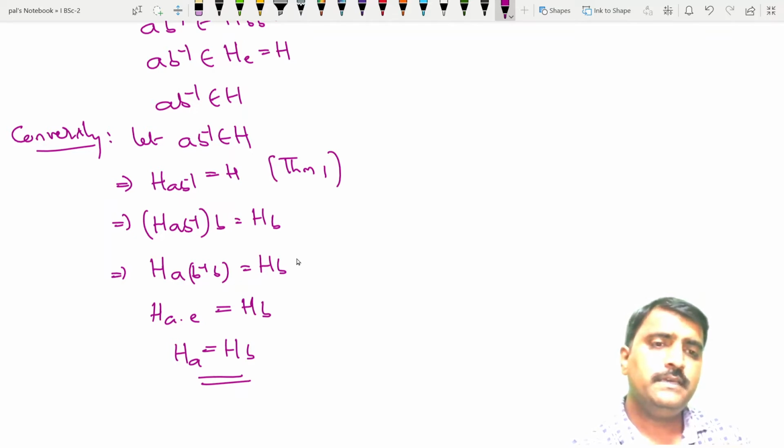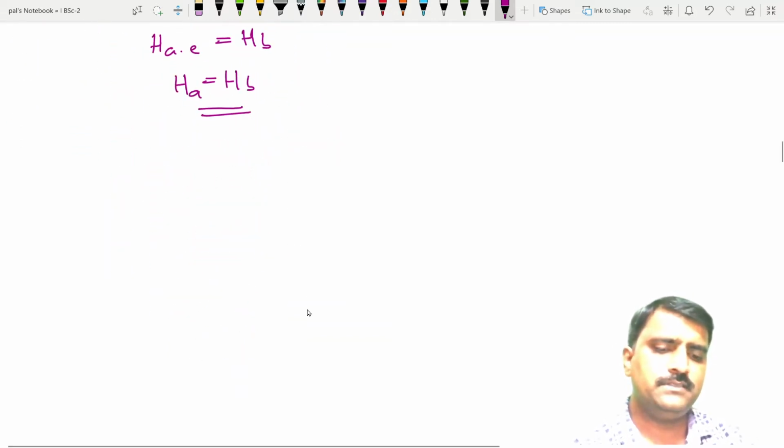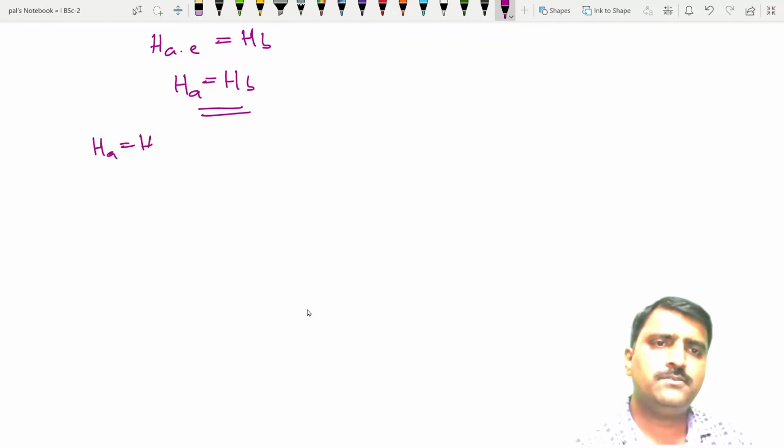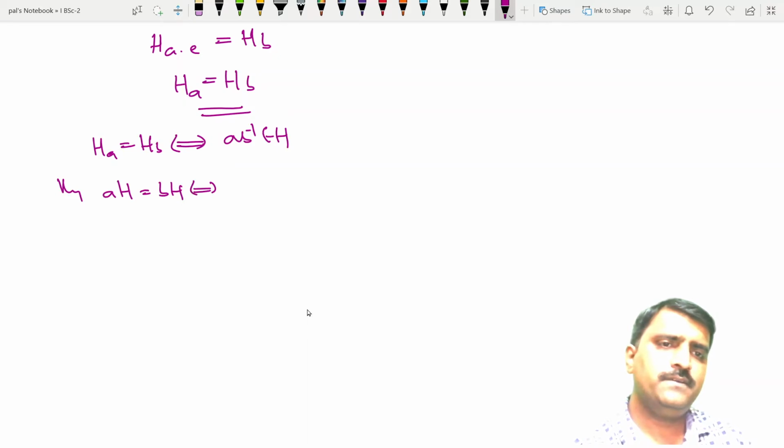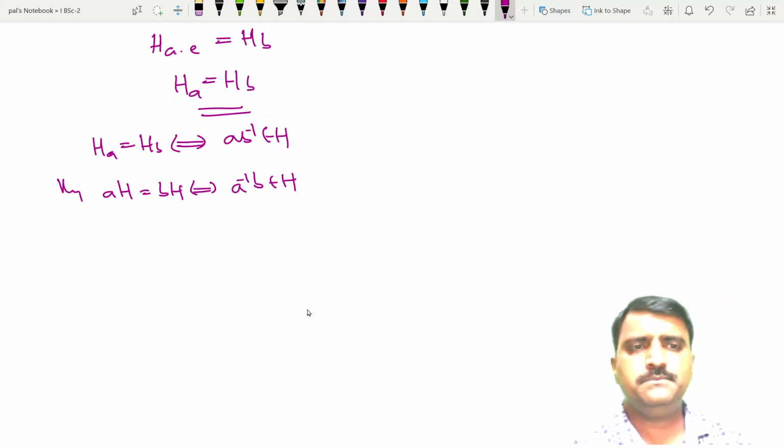Okay, so AB inverse belongs to H implies that HA is equal to HB. Finally we conclude that HA is equal to HB if and only if AB inverse belongs to H. Similarly, AH is equal to BH if and only if A inverse B is an element of H. Similarly, we can prove this other part of the theorem.